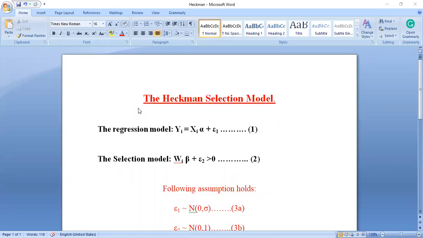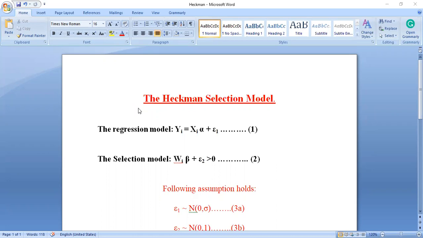Today, we will discuss the Heckman selection model. The Heckman selection model is basically used in labor markets, education economics, and political economy, where we estimate two equations.